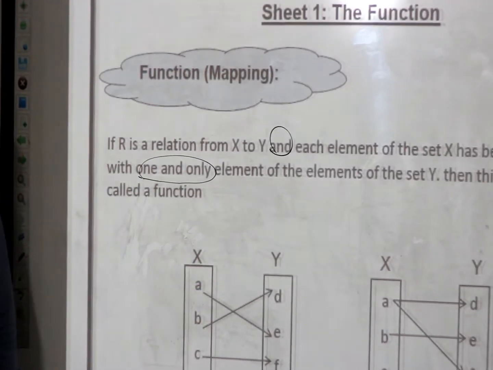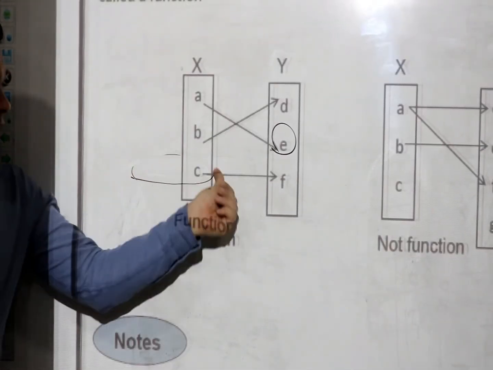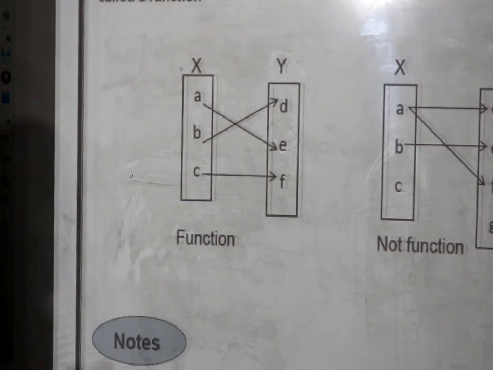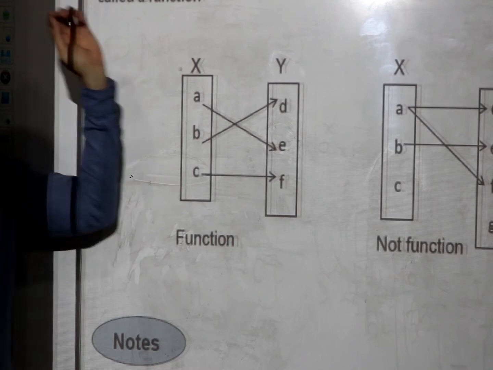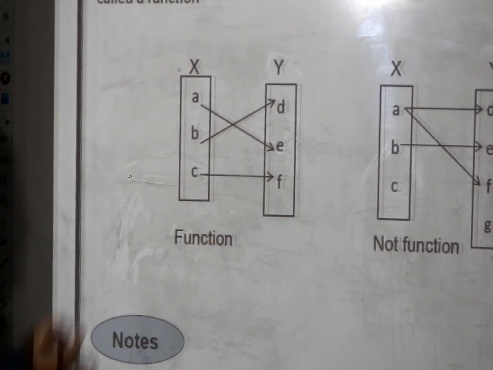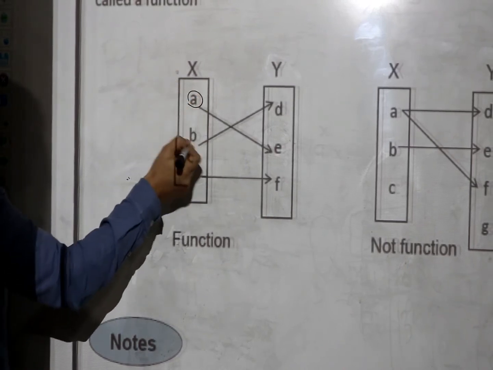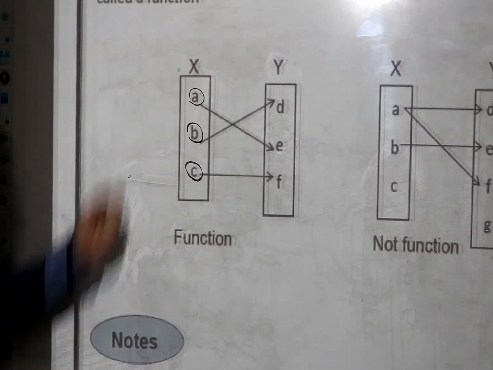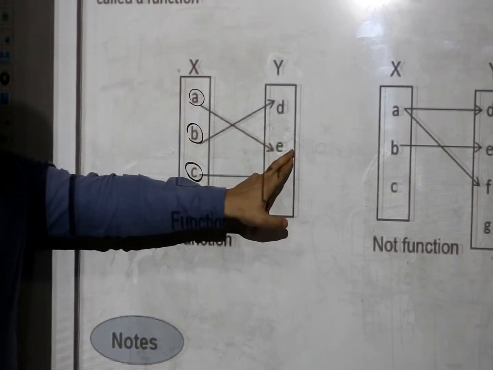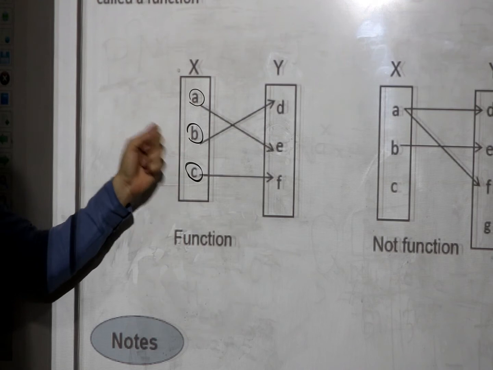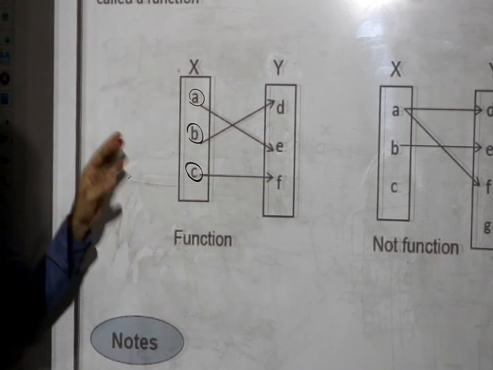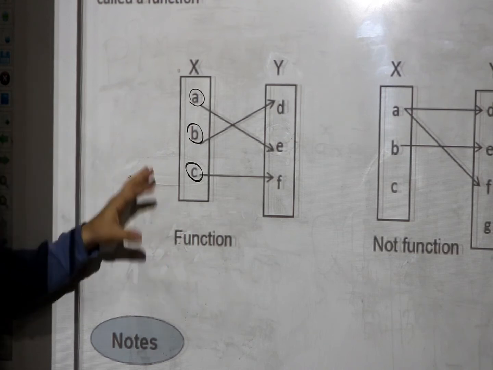set y. For example, we have set x and set y, with elements a, b and c in the set x, and elements d, e and f in y. Is this a function or not? We have in the set x a, b and c, and each element has one image in y. The element a has image e, the element b has image d, the element c has image f. So this relation is called a function.